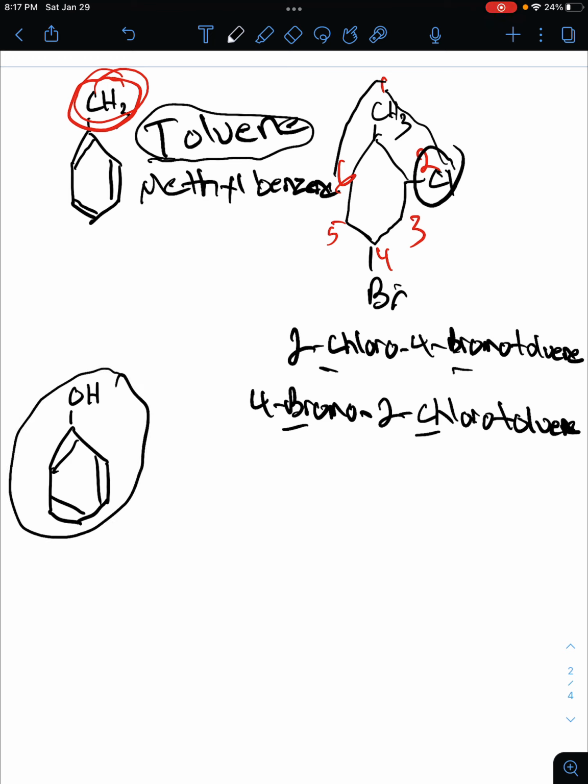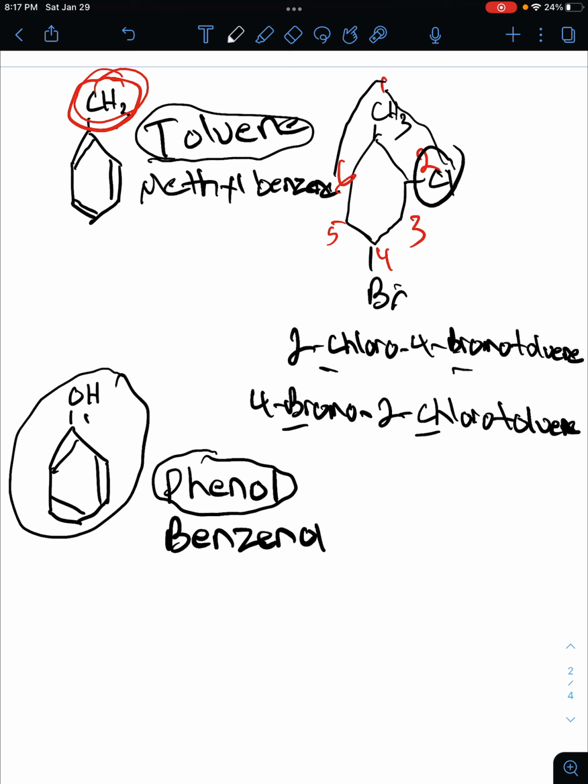If you add an OH on there, that becomes the highest ranking group. Of course, by itself, this is called phenol. It's also called benzenol, and you can call it that, benzene ring with an alcohol on it, but the common name for it is phenol.